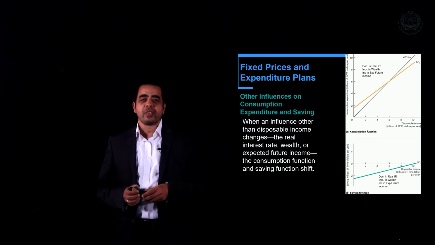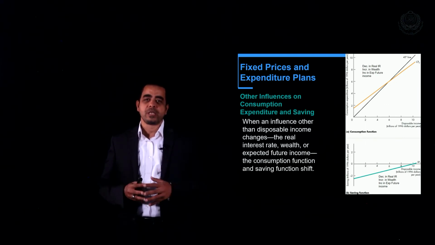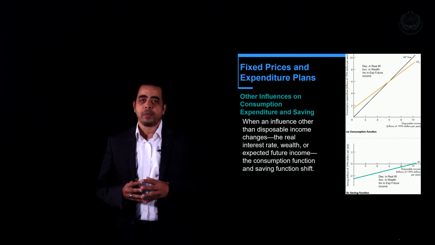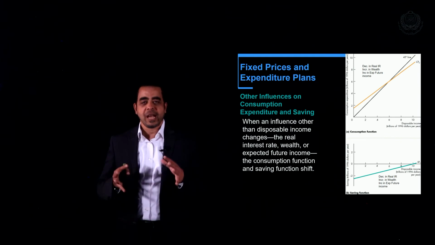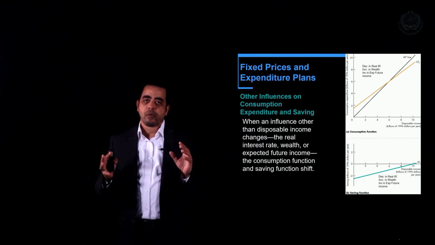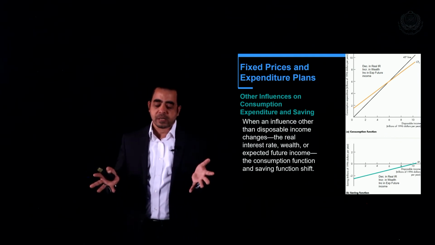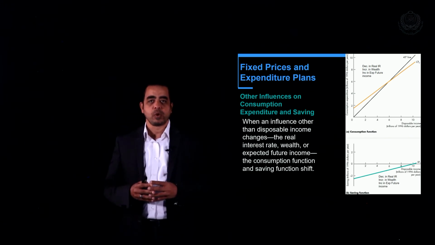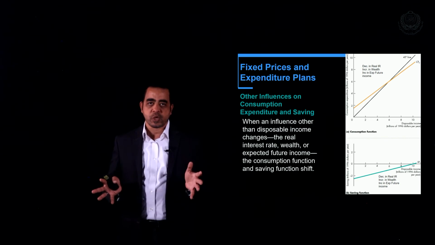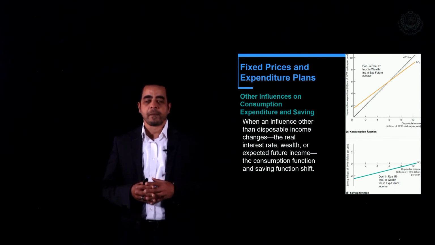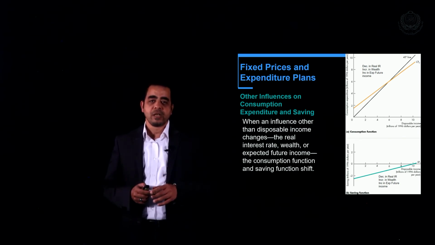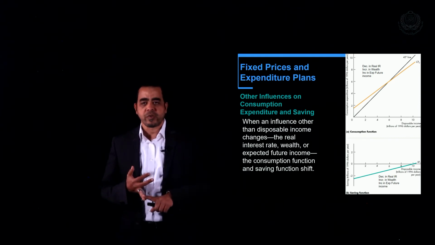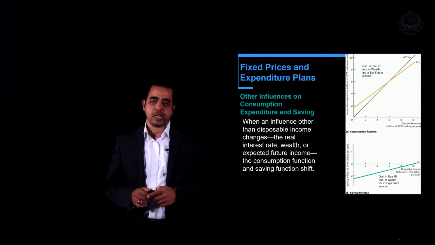Now let's talk about the other factors that may influence the consumption function. We already know about the relationship between disposable income and consumption, which is a positive relationship between consumption and disposable income. The same story goes for savings. Now what about the other factors? Here we're talking about wealth, real interest rate, and expectations.